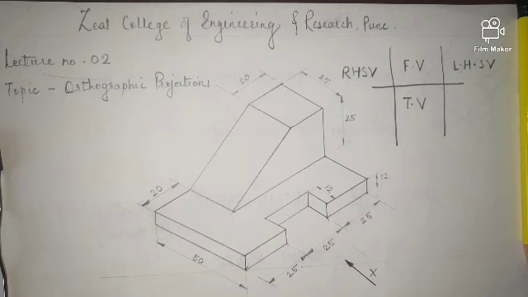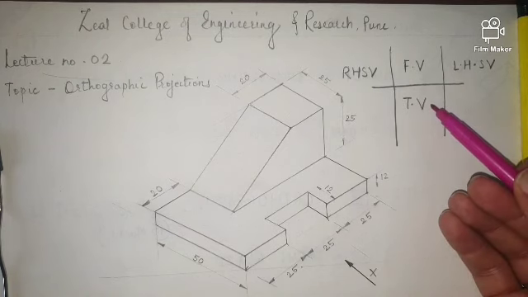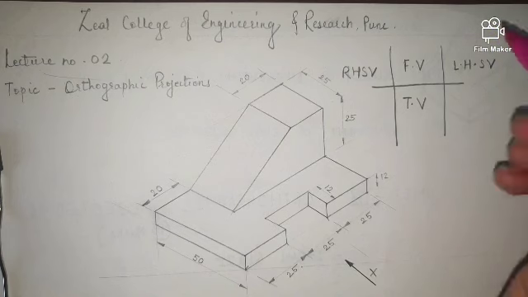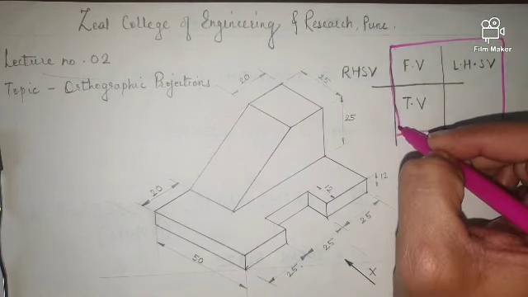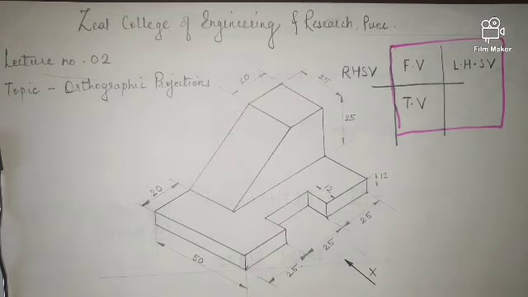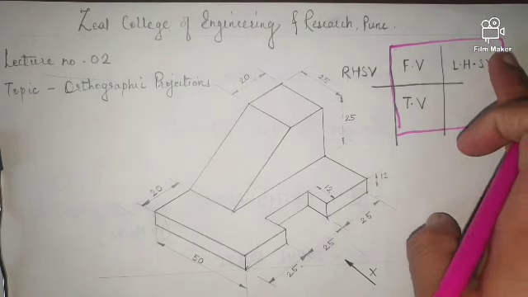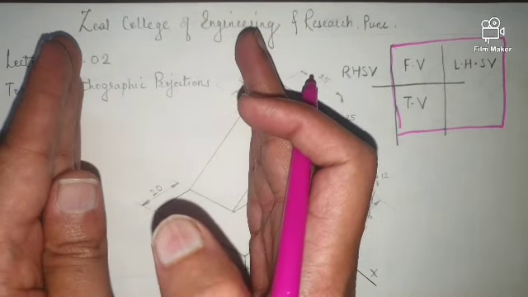So for this object, what we have to do is draw the front view, the top view, and the left hand side view. So this portion will come into picture. Accordingly, you'll have to use the orientation of your drawing on the drawing sheet. If you have to draw the front view, the top view, and the left hand side view, you have to start drawing the front view from the left portion of your drawing sheet.